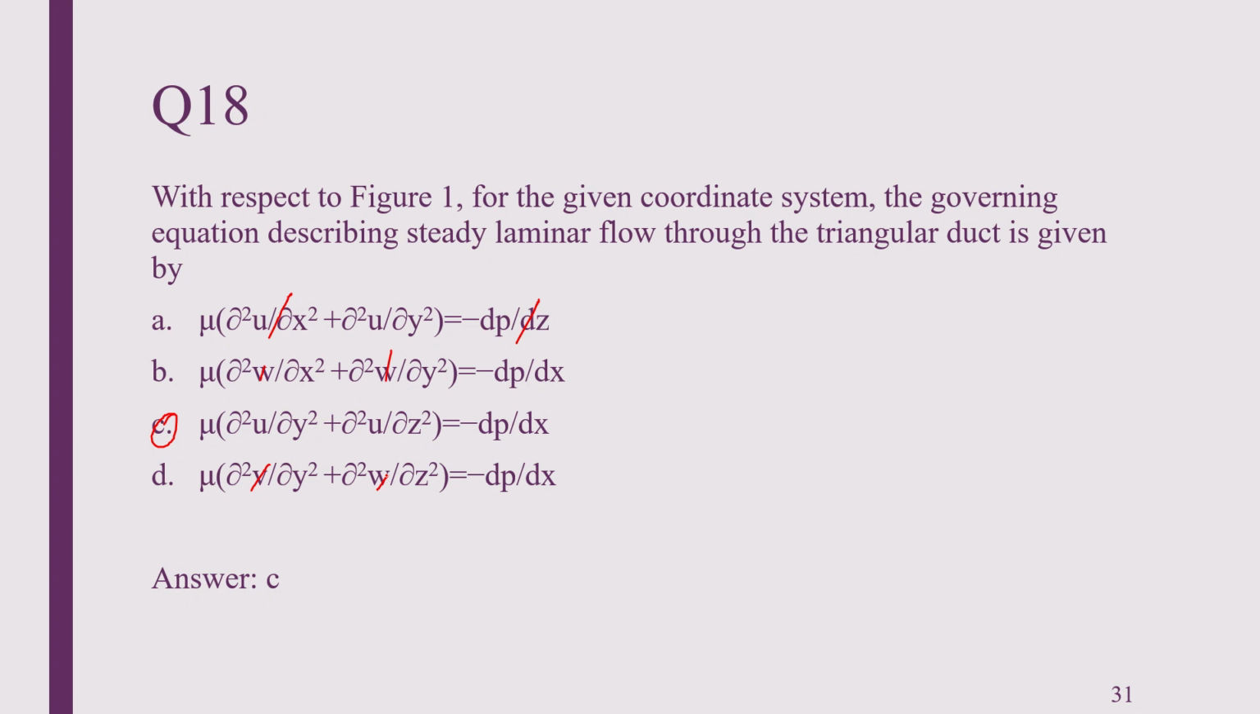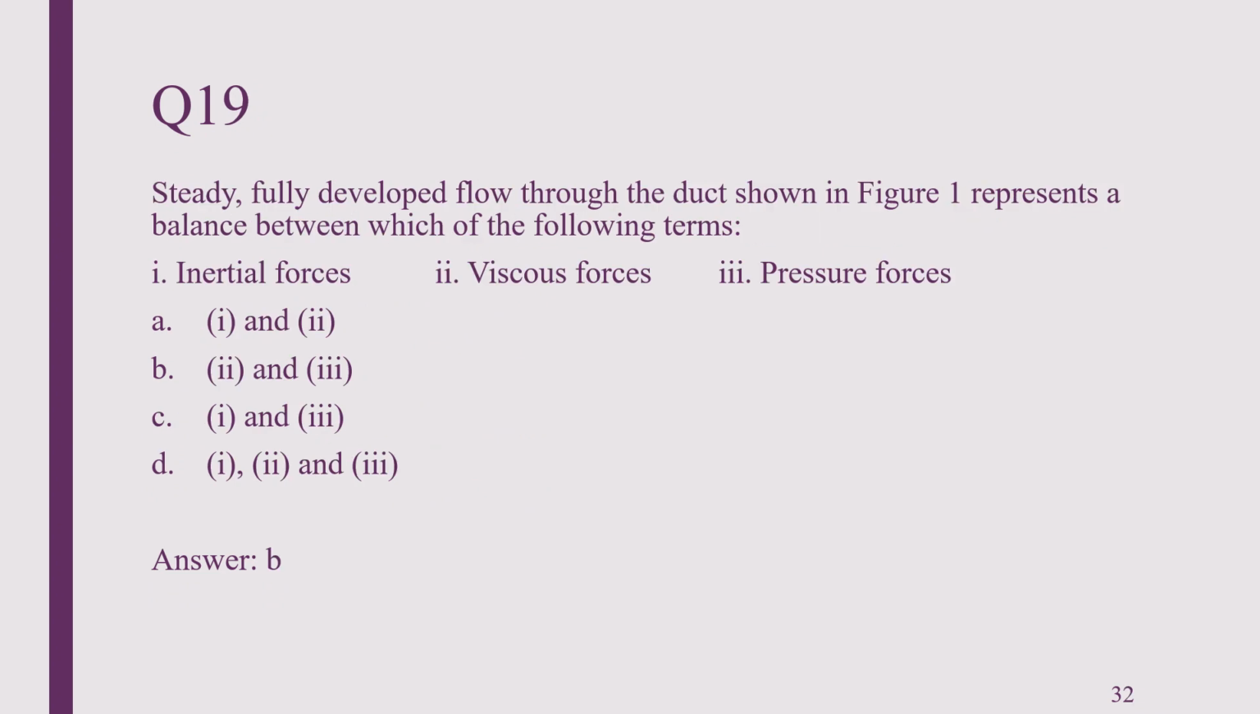We'll go to question 19. In question 19, it is asked that steady fully developed flow through the duct represents a balance between which of the following forces. Option 1 is inertial force. Option 2 is viscous force. Option 3 is pressure force.